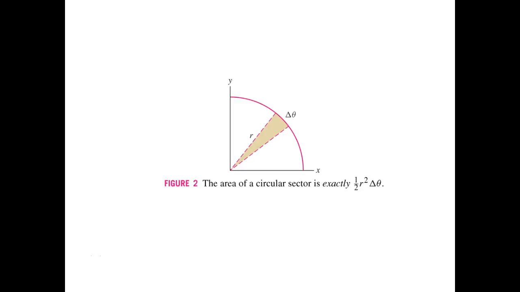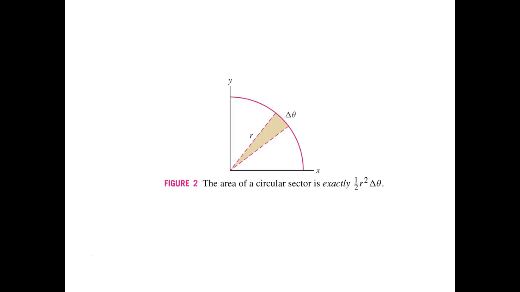Now, they go back to a different looking picture here. But now this appears to be a circle, okay? A quarter of a circle. The area of a circular sector is exactly 1/2 r squared delta theta.